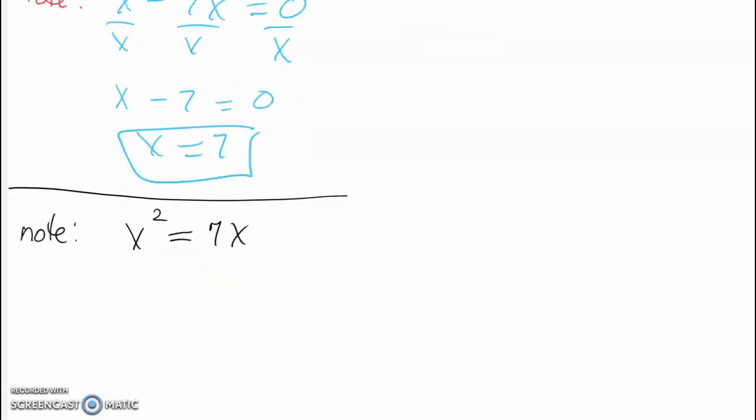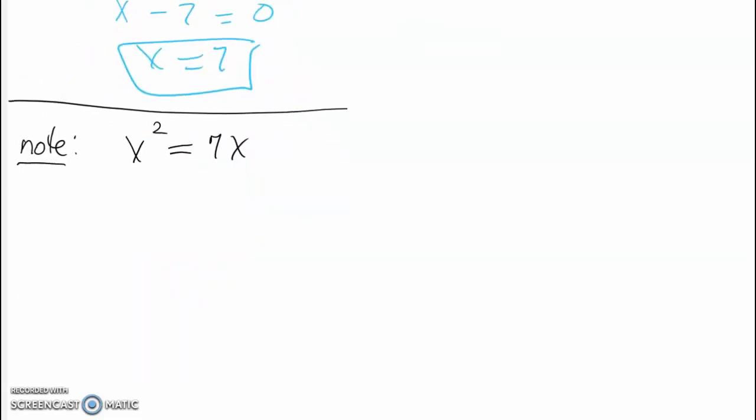All right, let's look at our note here. It says x squared equals 7x. Well, you see a square, which means that we should use, in this case, the zero factor property. But the problem is, it's not set equal to 0.